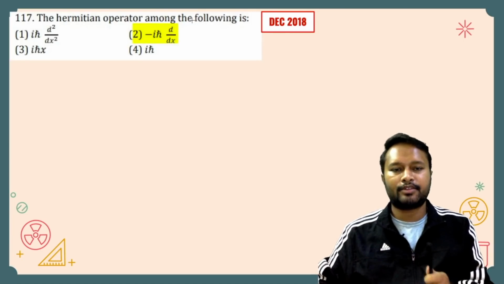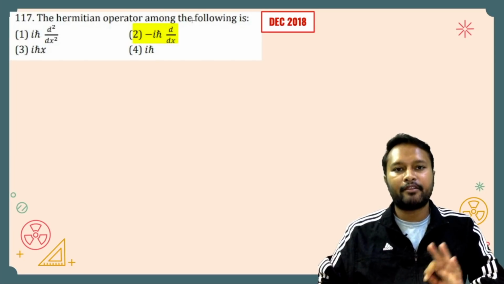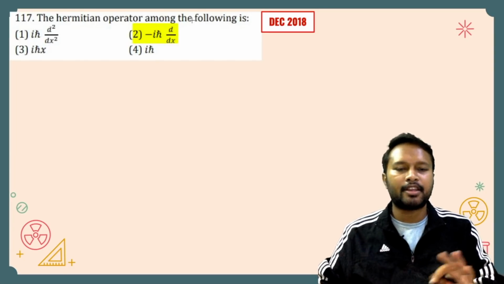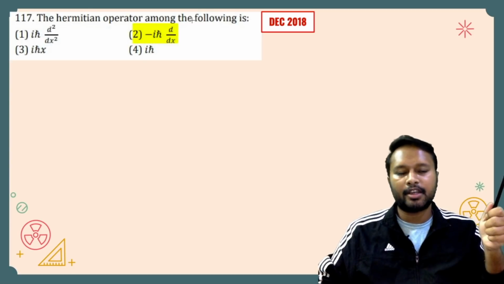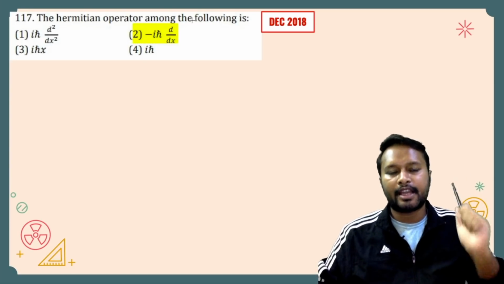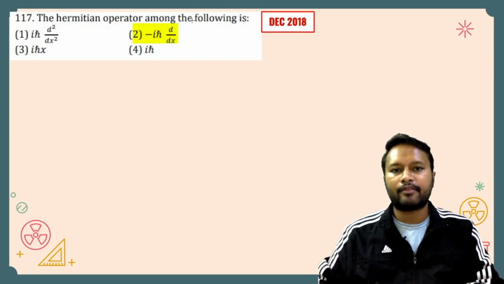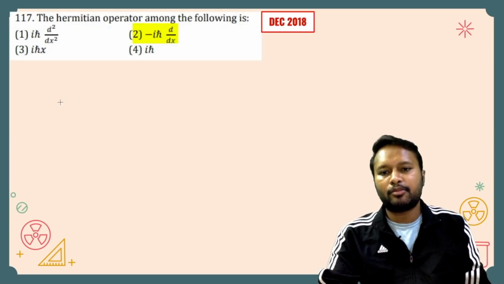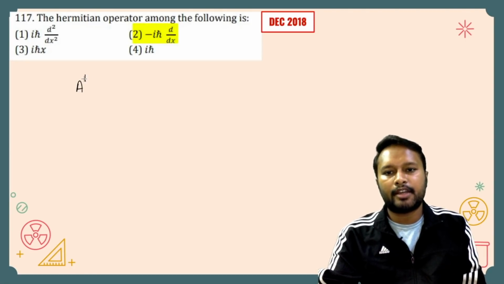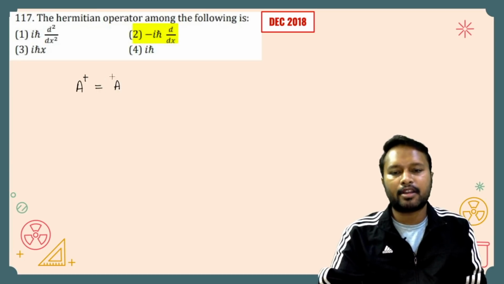Now again this question is on the Hermitian operator. I have made a very nice video on Hermitian operators, and everything has been explained over there. If you have not watched that video yet, I'll give you the link in the I button, and it's highly recommended that you watch it. An operator is said to be Hermitian if you take the dagger of that operator and you get that operator back. That is called a Hermitian operator.